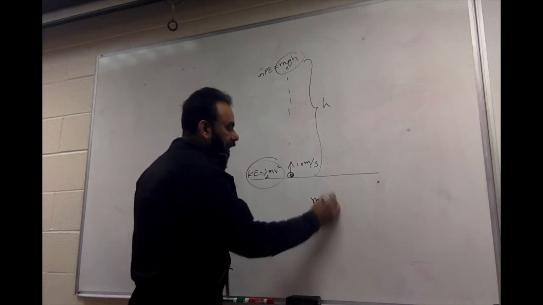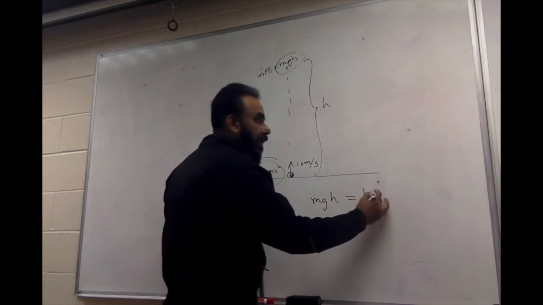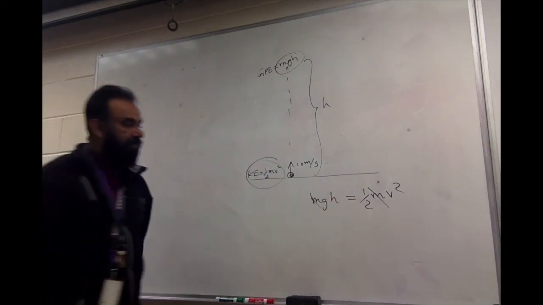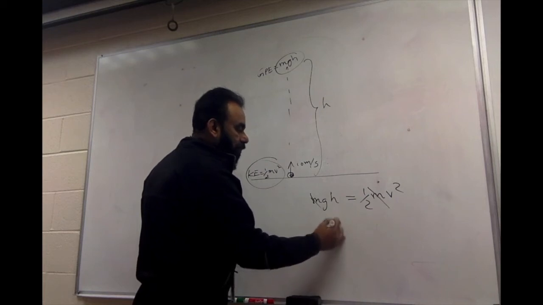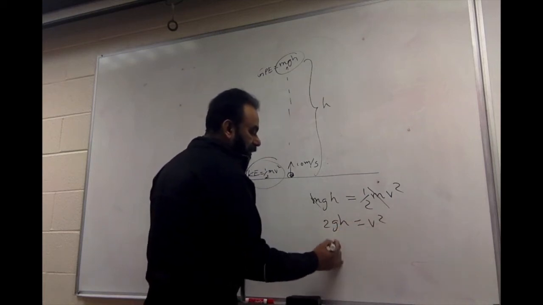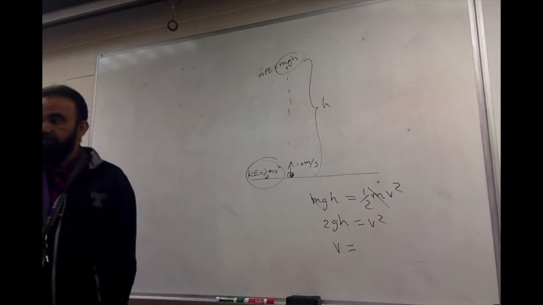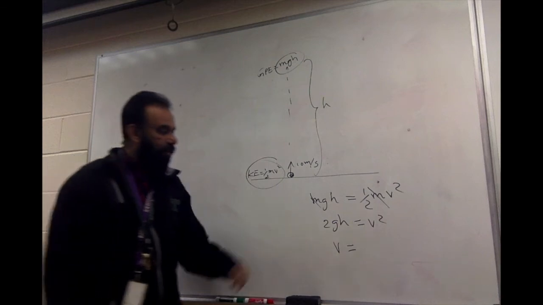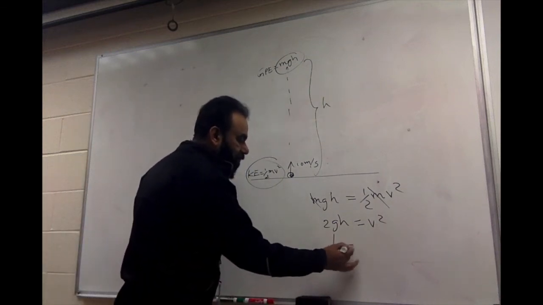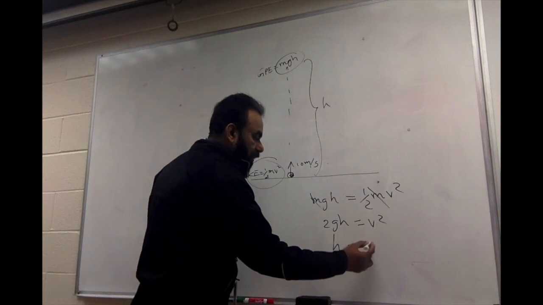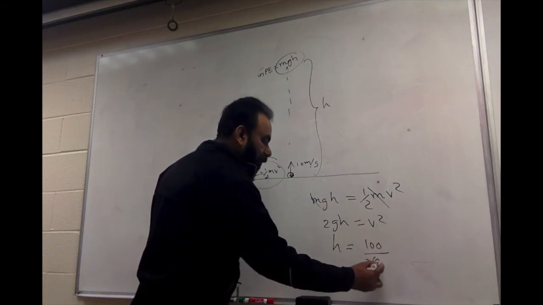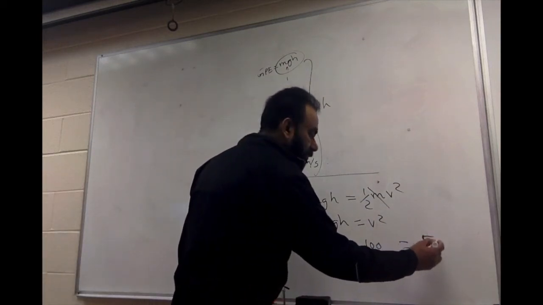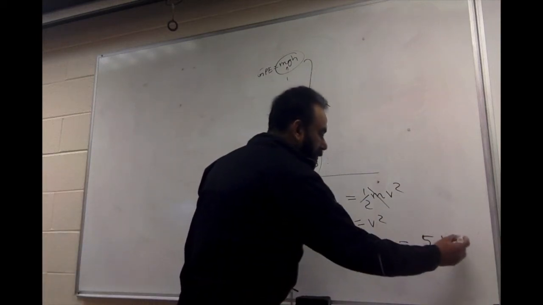So mgh is equal to half mv squared. The m cancels off, which means the mass doesn't matter here. Solve for h. 2gh is equal to v squared, so h is v squared over 2g. v is 10, so 100 over 2 times 9.81, and the answer is 5.09. So it's 5.1 meters.